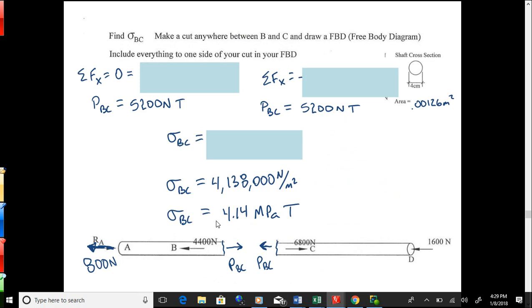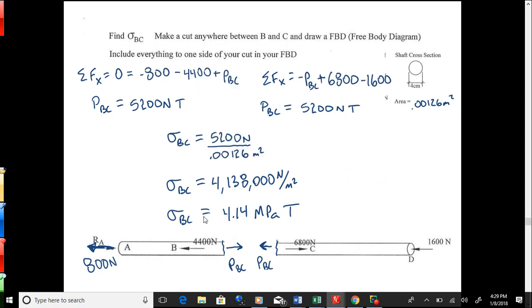Y'all getting 5,200 tension for the load? Oh, I thought that was the answer. Yeah, it's for the load. Yeah, I got 5,200. Y'all okay with that? Okay. I mean, you can use either side you want. You'll get the same answer.